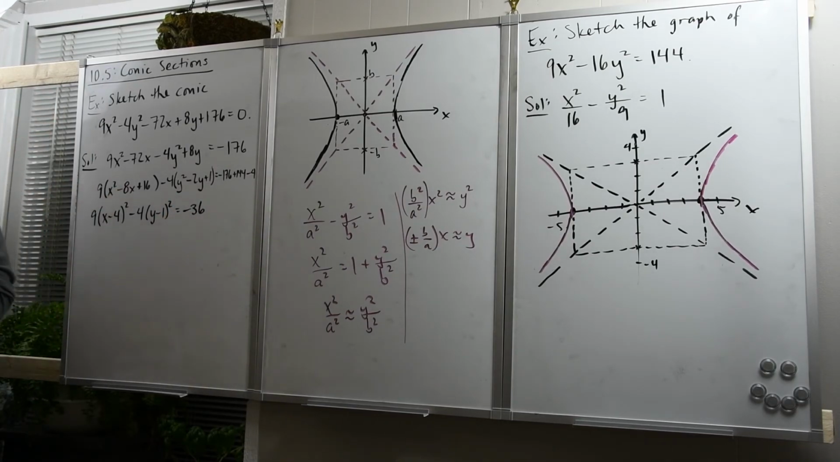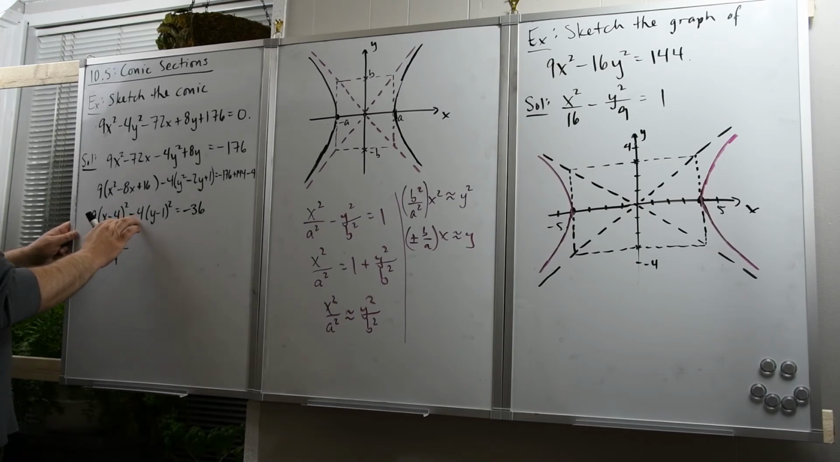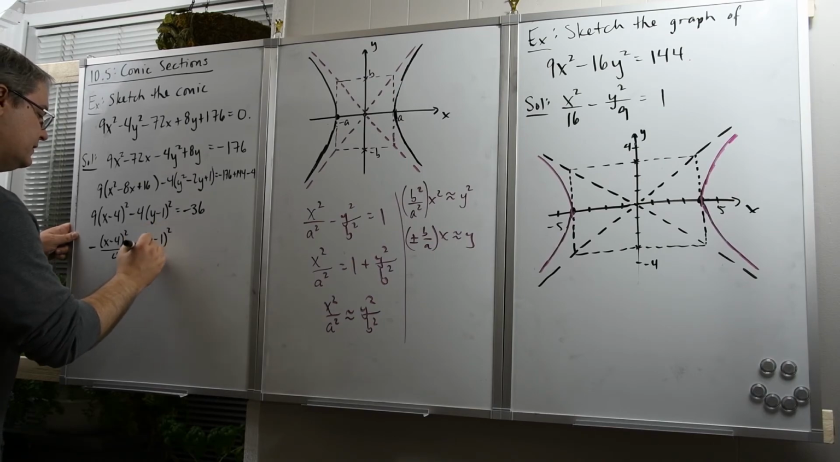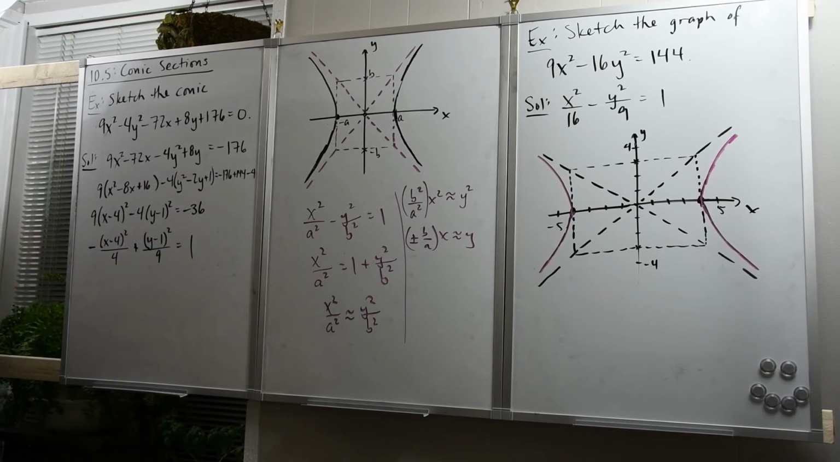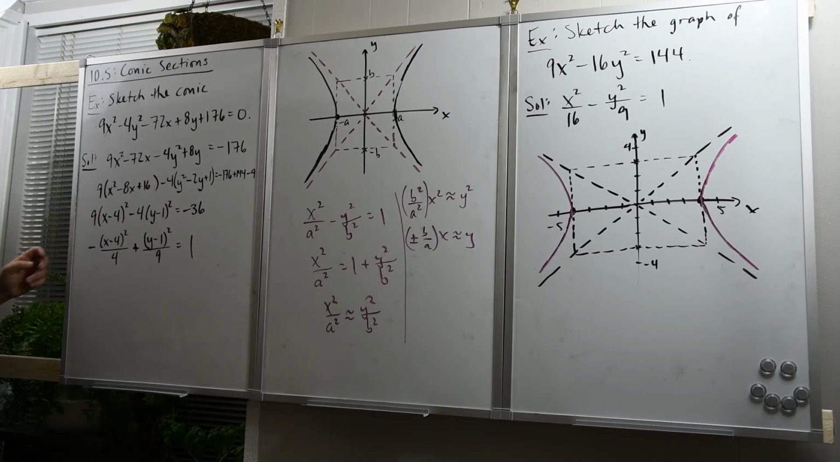This is actually set up pretty well because at this step we can divide both sides of the equation by negative 36. Now 9 divided by negative 36 is going to give you a negative 1/4. So we'll have a negative x minus 4 squared over 4. Negative 4 over negative 36 is going to give us a positive 1/9, so we'll have a plus y minus 1 squared over 9. And then dividing the right side by negative 36 gives us 1. So notice that the positive is actually associated with the y part and the negative is associated with the x part, and that means that our hyperbola is going to open up and down instead of left and right.